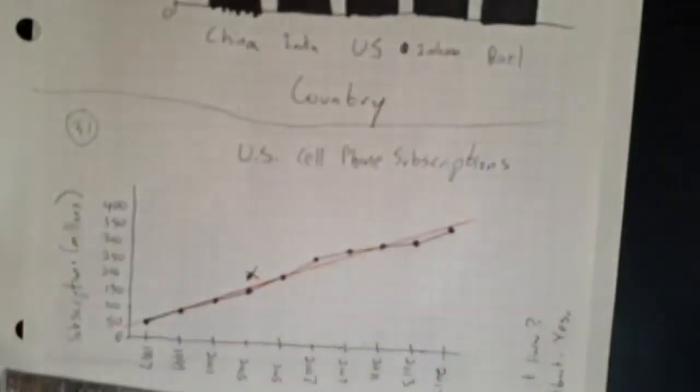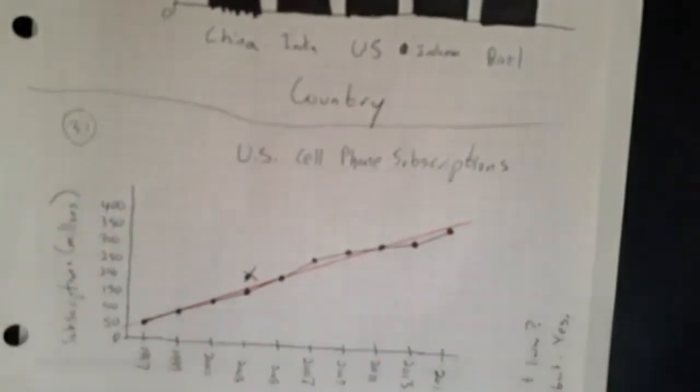Is it going to hit every point? No, but is it going to be a pretty good predictor of what's happening? Yeah, right? And even then, when you say pretty good predictor, you're talking about millions of subscriptions here. You could be a couple million off. It's a relative term, right?